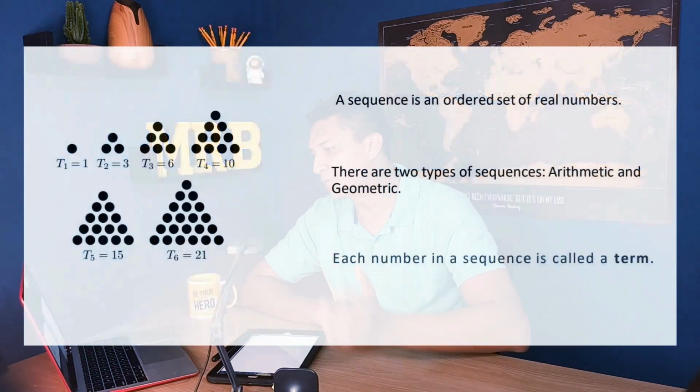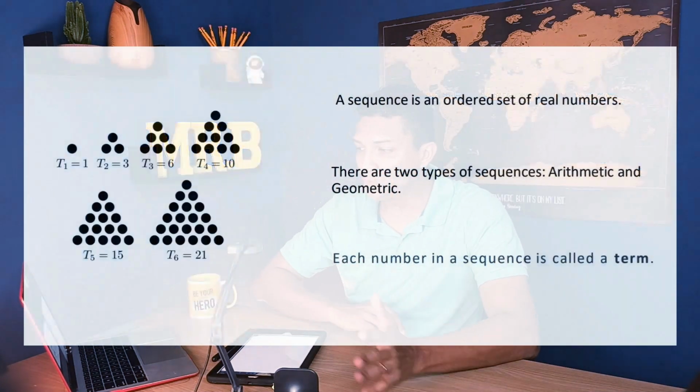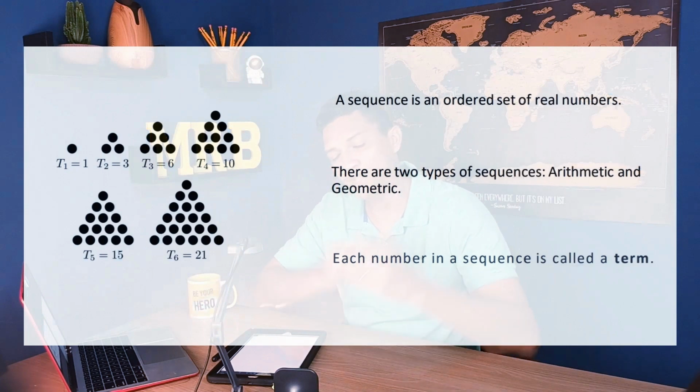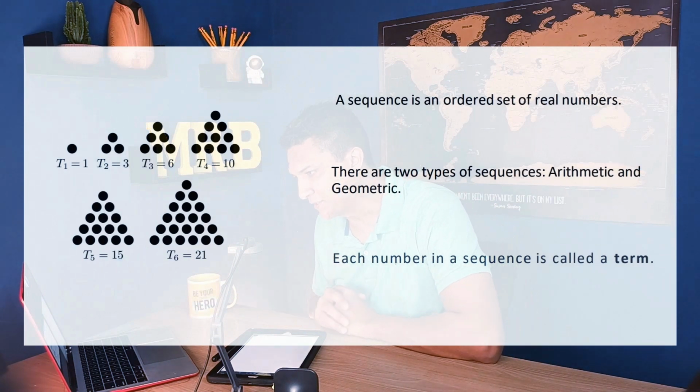Okay, so let's start. First of all, let's talk about what a sequence is. I'm going to be reading basically these slides, which is conceptual, and then we're going to be solving problems. Okay, so a sequence is an ordered set of real numbers. There are 2 types of sequences: arithmetic and geometric. Today we're going to just see the arithmetic. Okay, and each number in a sequence is called a term.